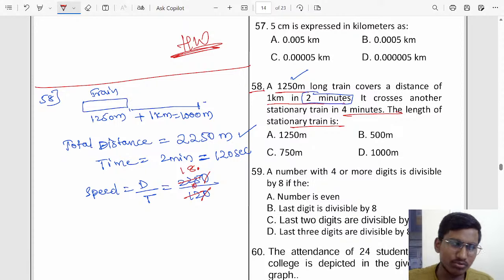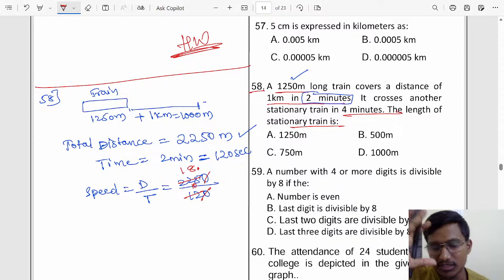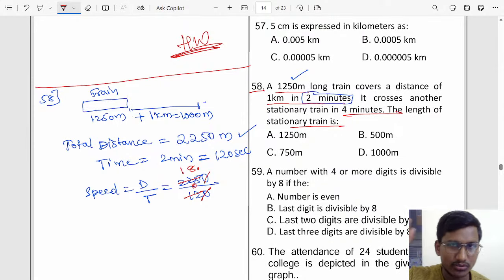So it will come in decimals, we don't have any other option. 12 eights are 96, remaining 9, so 90. 12 sevens are 84, 6 will be remaining, 12 fives are 60. So 18.75 will be the speed.